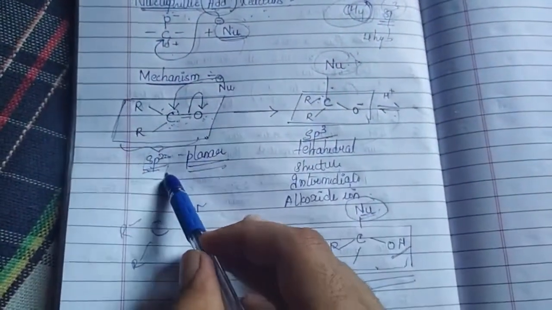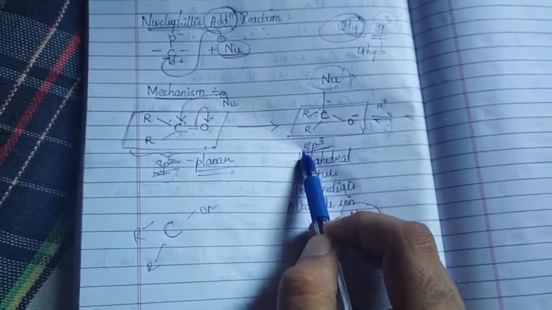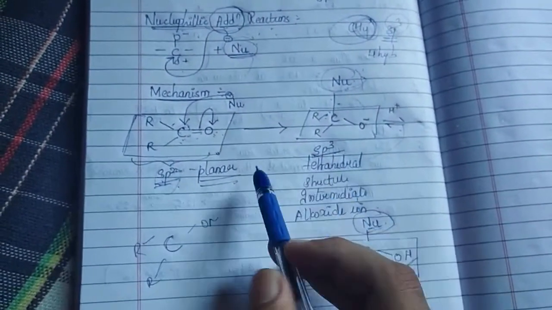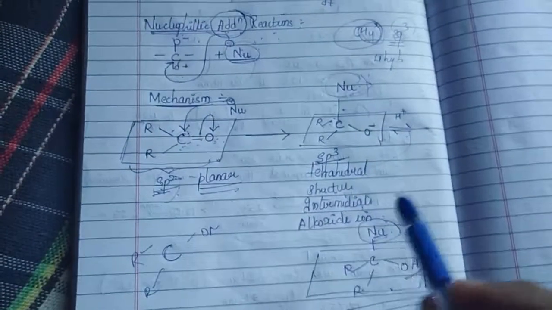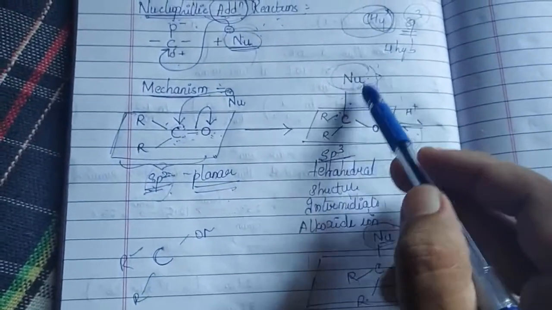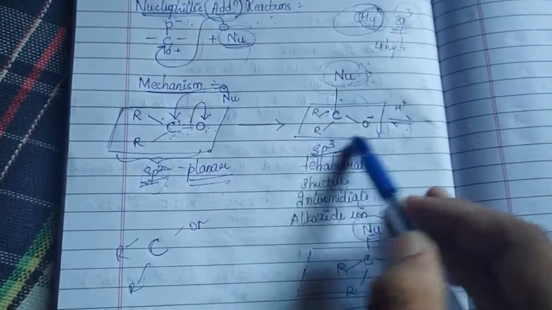Okay, where sp2 has been converted to sp3, which will be having a tetrahedral structure, and whenever such a nucleophile is attacking, first you will be getting an intermediate.